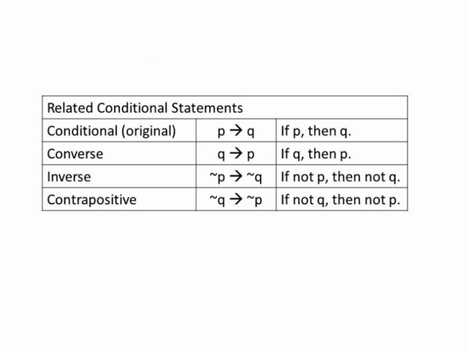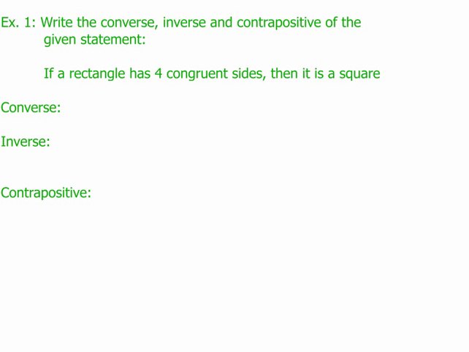All right, so let's take a look at our first practice example. It says, write the converse, the inverse, and the contrapositive of the given statement. If a rectangle has four congruent sides, then it is a square. So what I'd like you to do is pause the video, try and write these three statements out on your own, and then hit play again when you're done, and I'll tell you the answers. All right, so now that you have tried these on your own, let's see if you got the right answers.